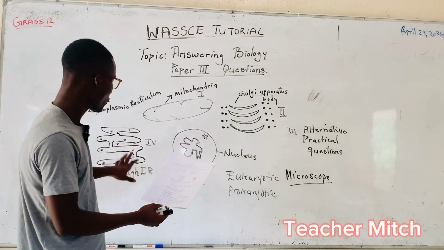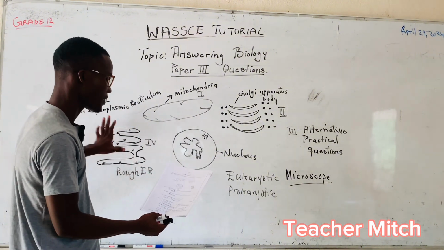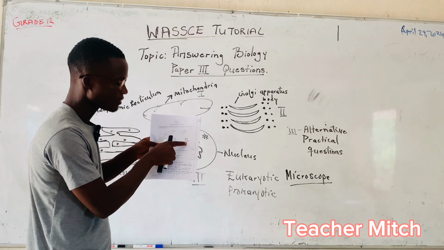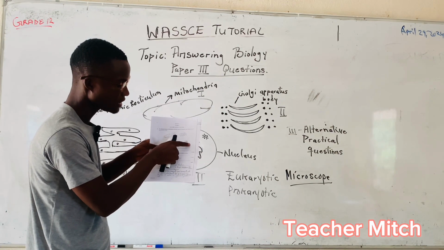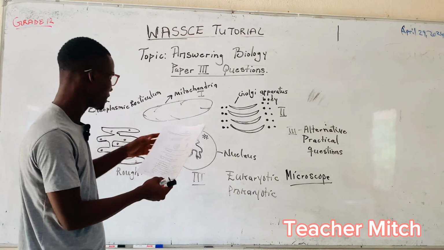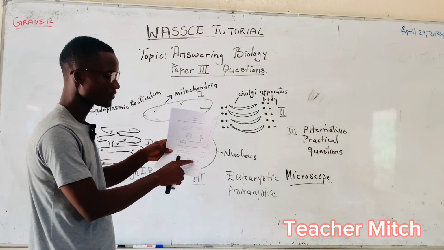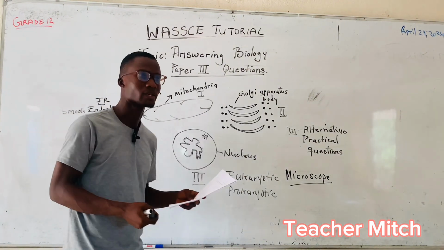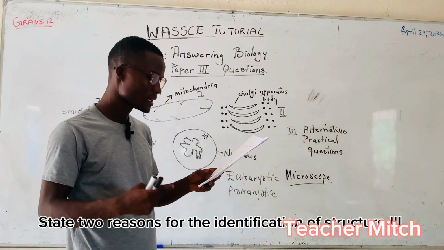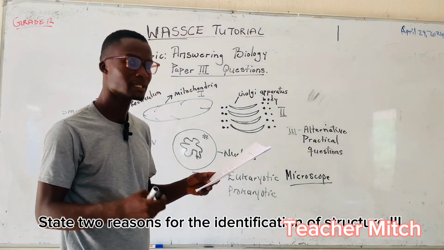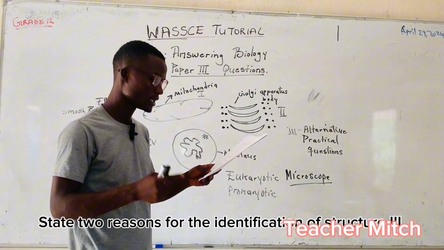And then 4, we have this ER. But then if you can see the ER, there are ribosomes on the ER making it rough. So the name of this ER now will be rough endoplasmic reticulum. The next question says, state 2 reasons for the identification of 3 in 1.